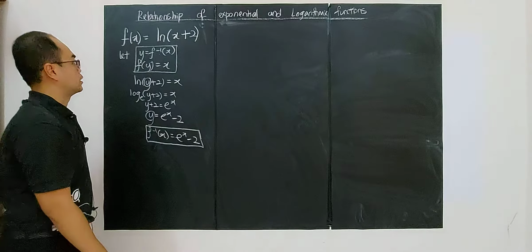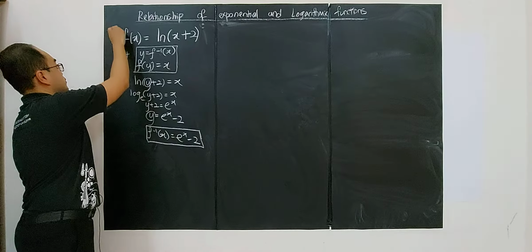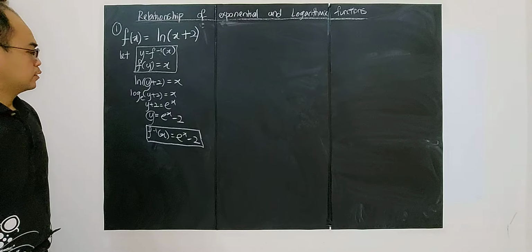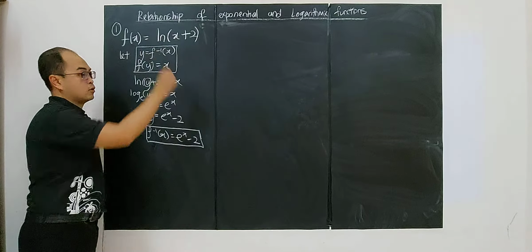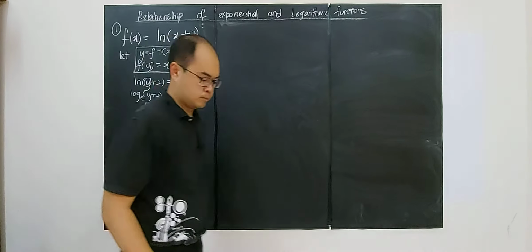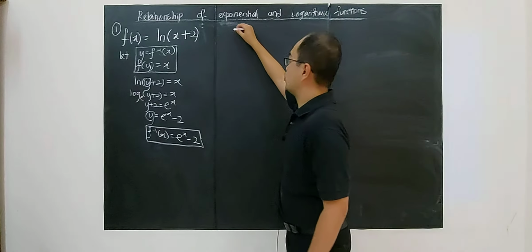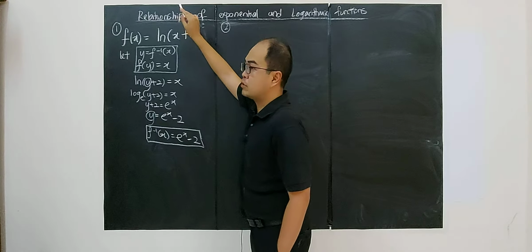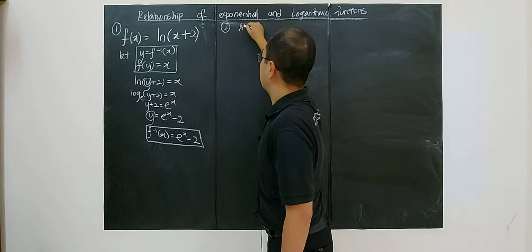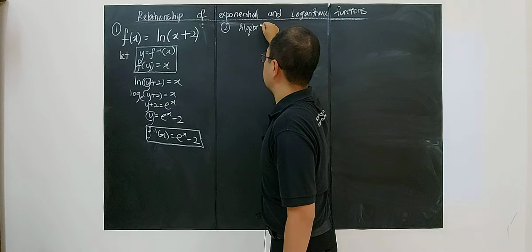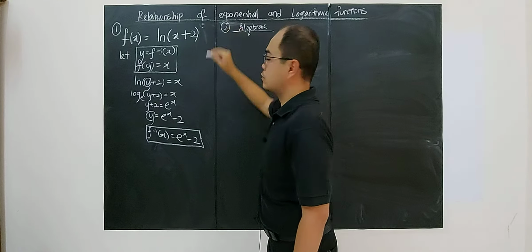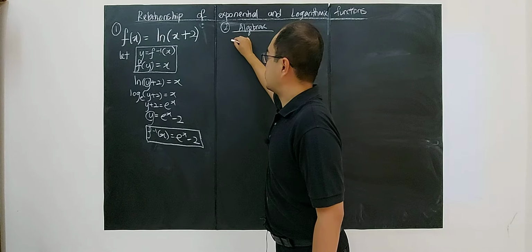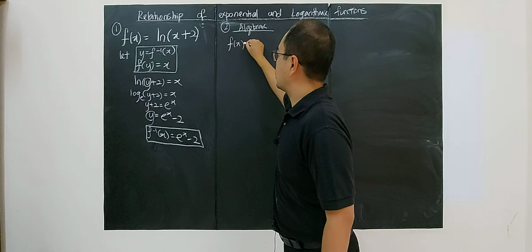So this is the way of finding the inverse of a logarithmic function here. Firstly, I want to show you the algebraic relationship. Show the relationship by using an algebraic method. It is very simple. For example, you take f(x) equals ln.